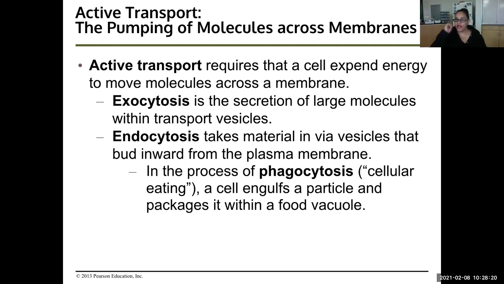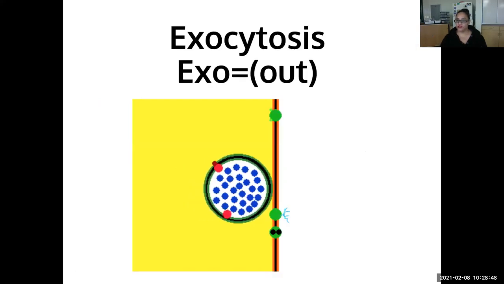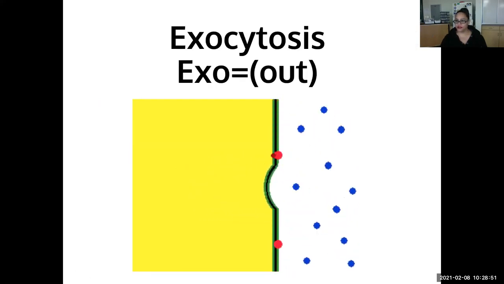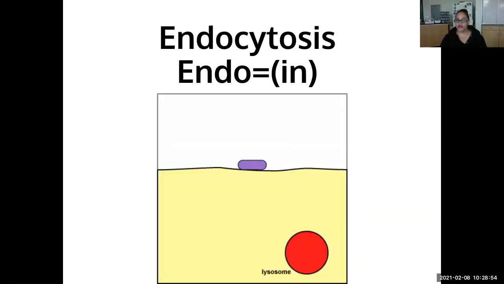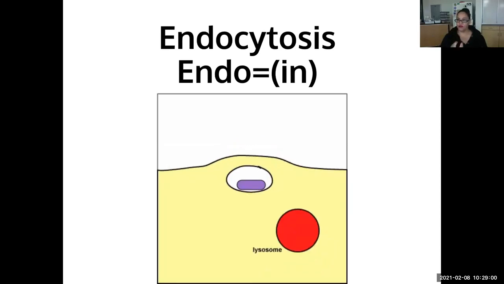And then there's a specific kind of endocytosis called phagocytosis, which translates to cellular eating, where a cell engulfs a particle and packages it within a food vacuole. So exocytosis is out, pushing stuff out that the cell does not need. Endocytosis is in. The plasma membrane buds around it and then brings it in.